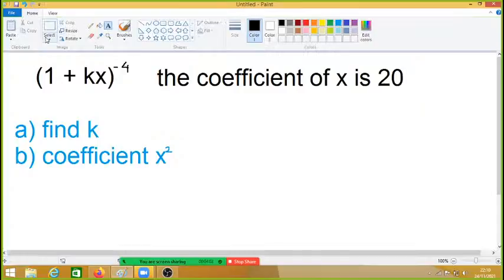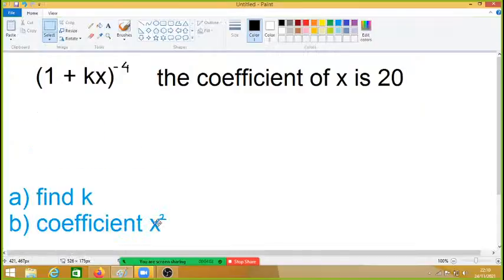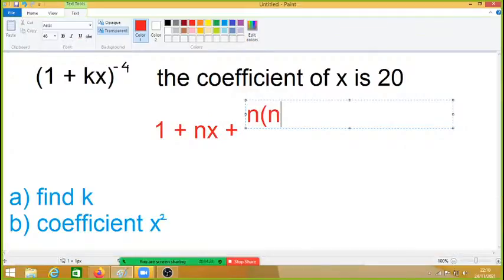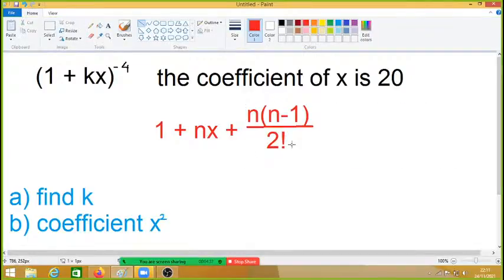So the way to start this is the same way that we start all of them. We start with the formula. You've got a fraction, then n times (n minus 1) on the top of the fraction and 2 factorial on the bottom. Then comes the next bit, the x cubed term, which is going to be a fraction with 3 things on the top, n times (n minus 1) times (n minus 2), over 3 factorial.